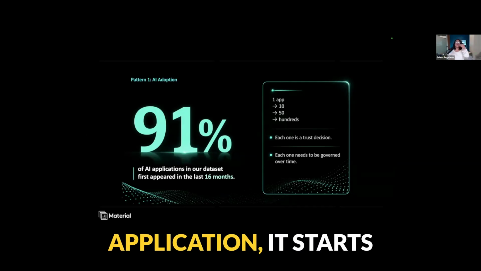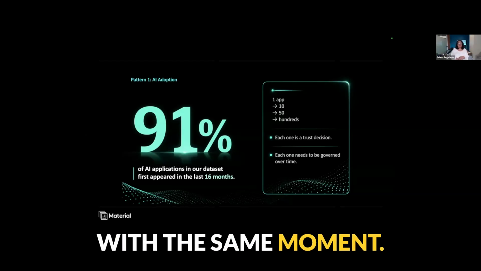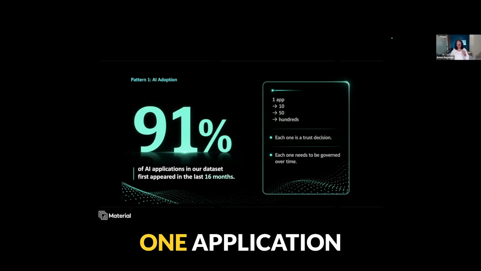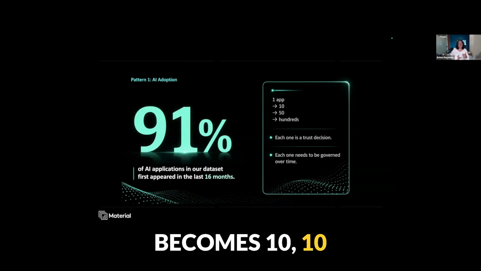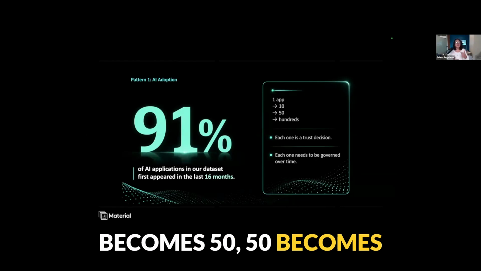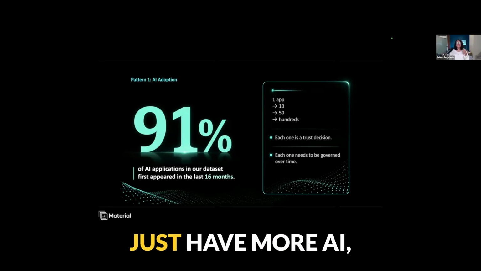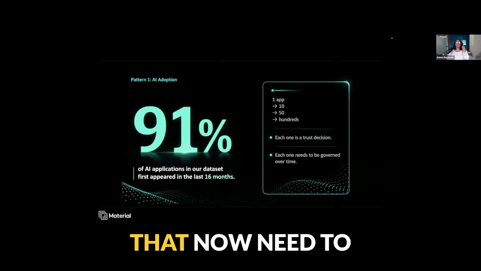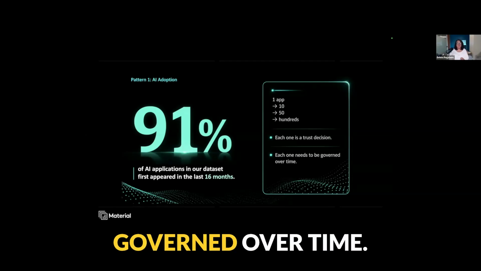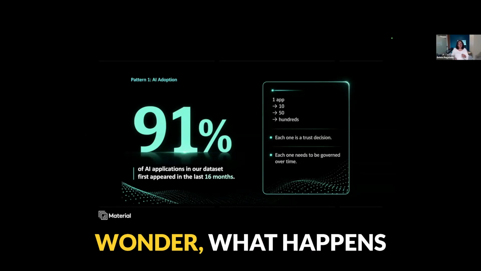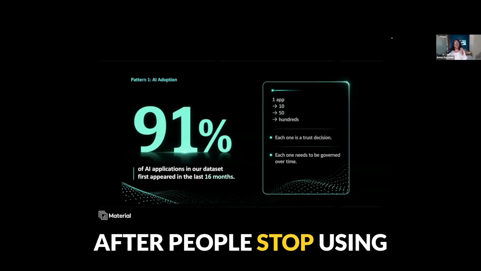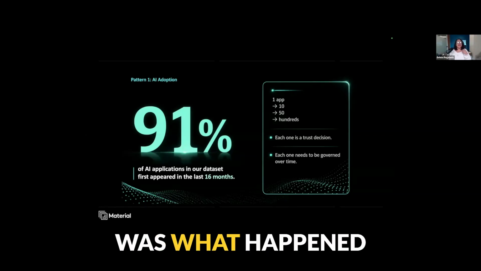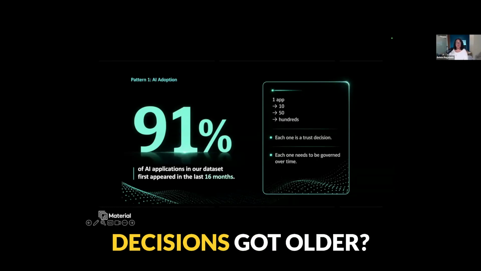But every new AI application starts with the same moment. Someone reviewed the requested permission and made a trust decision. One application becomes 10, 10 becomes 50, 50 becomes hundreds, and suddenly you don't just have more AI, you have hundreds of trust decisions that now need to be understood and governed over time. And that made us wonder, what happens after people stop using those applications? The next thing we wanted to understand was what happened after those trust decisions got older.